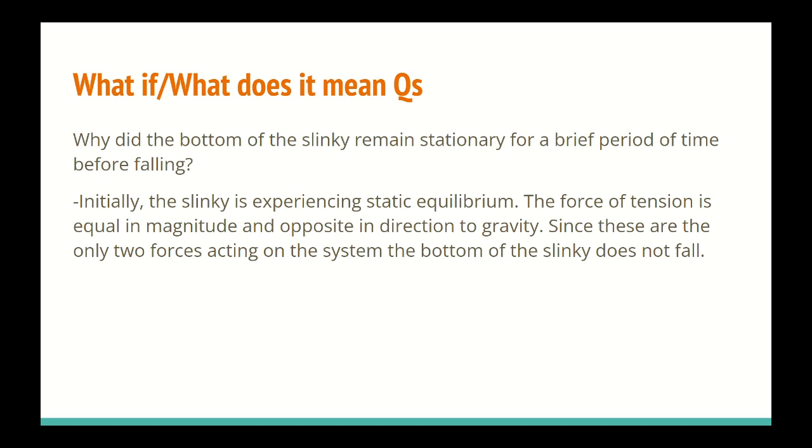Initially, the slinky is experiencing static equilibrium. The force of tension is equal in magnitude and opposite in direction to gravity. Since these are the only two forces acting on the system, the bottom of the slinky does not fall.